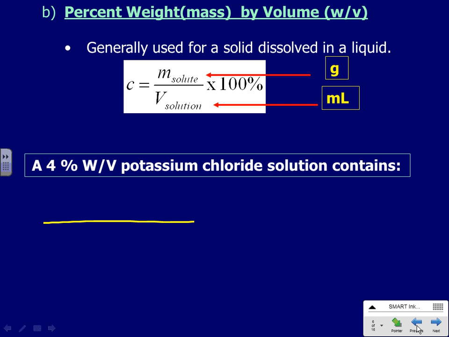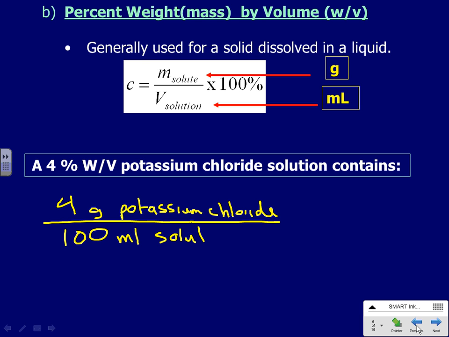The Monday morning pause. Chelsea, what do you got? I could have put a formula there. It would have been a lot easier. Correct. 4 grams potassium chloride, and what's on the bottom? Yeah, Janessa? 100 milliliters of the solution. Okay? And then we can use that conversion factor to do whatever we want to do. Okay?